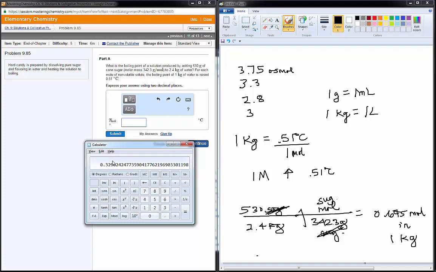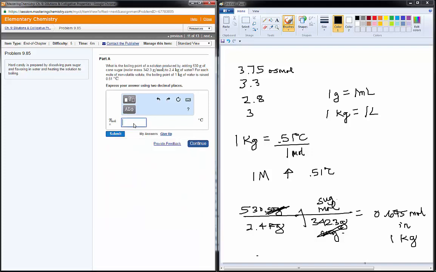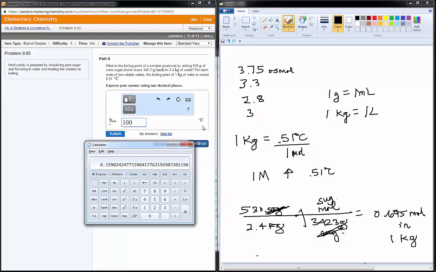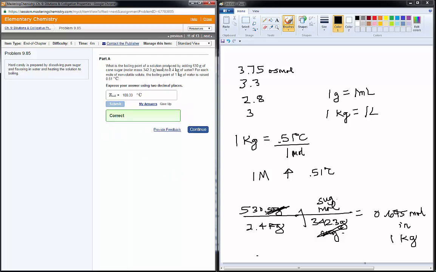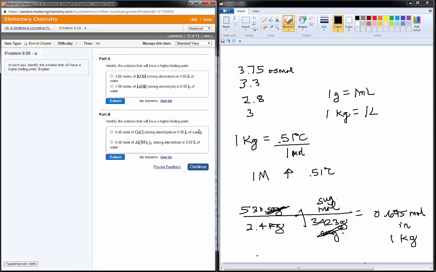Now they want to know not how far it goes up, but what the new boiling point is. Since water was originally 100 degrees Celsius, now it's 100.33 degrees Celsius, or 100.3. Your numbers might be different than my numbers, so be sure to follow the ones that you've got and not the ones that I've got.